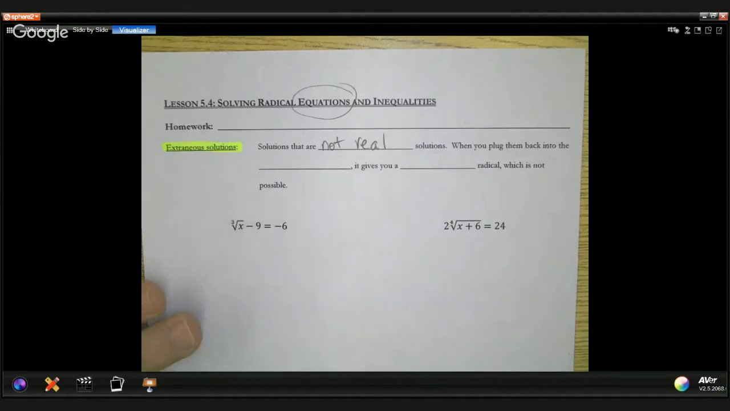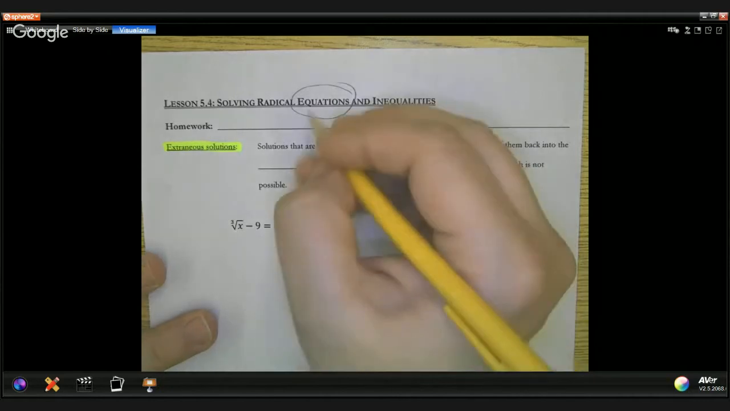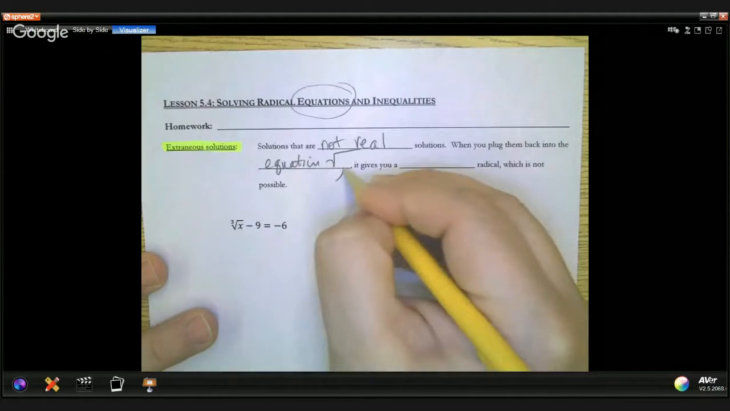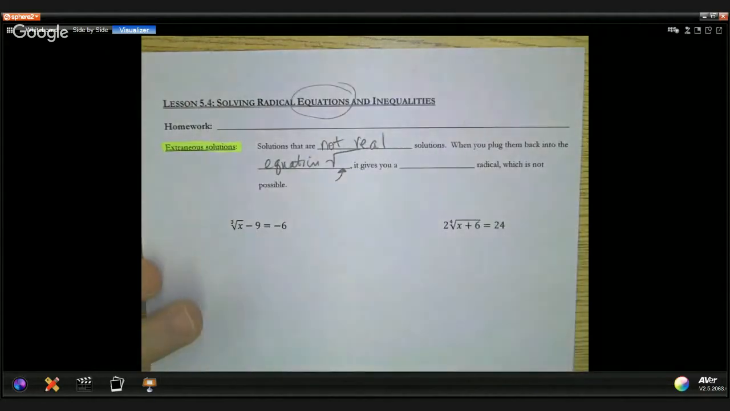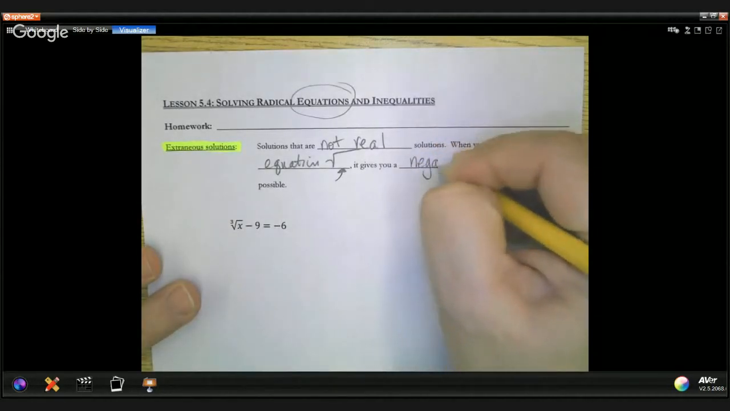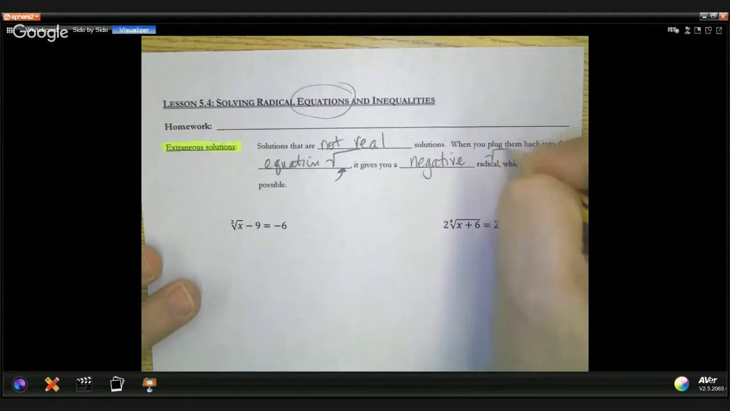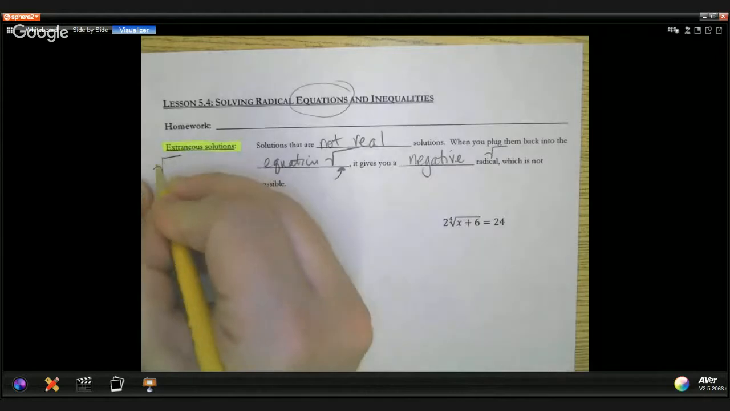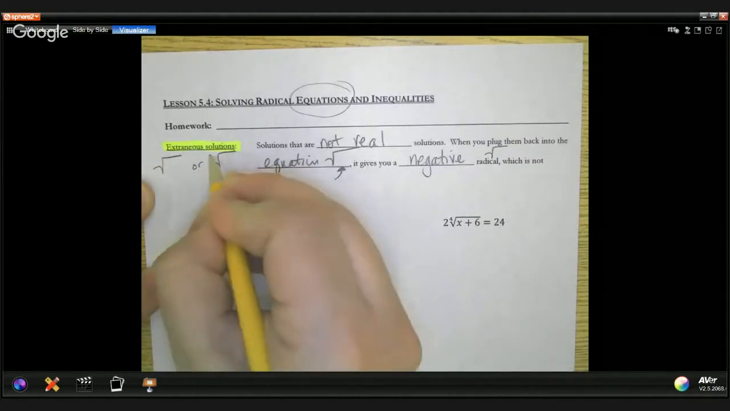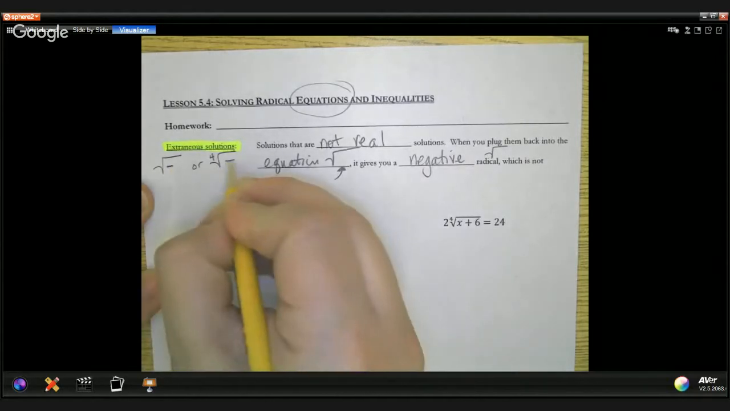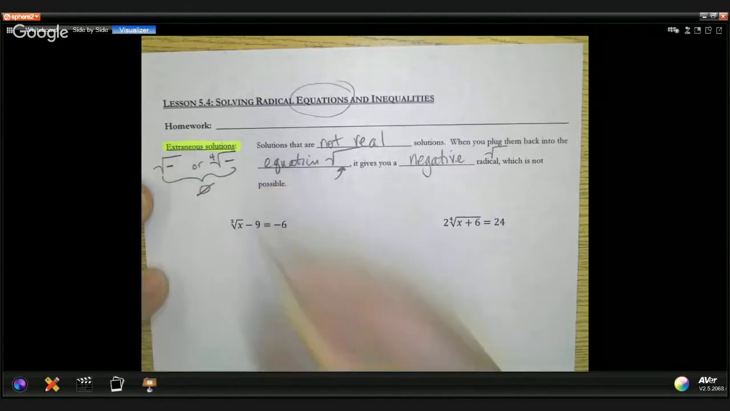The way we do this is you plug it back into the equation. Mainly what's important is you're going to plug it into the square root, and if you get a negative radical, like a negative square root, it's not possible. Now, here's the thing to remember, though. A square root or a fourth root, any of those, if you have negative numbers, those are not possible. You can get i's, but we won't be solving with i's.